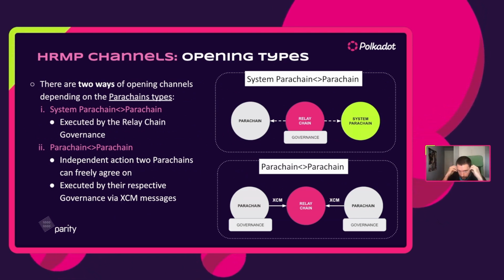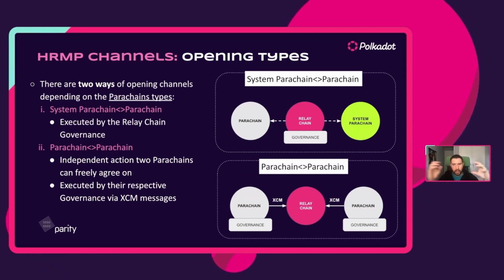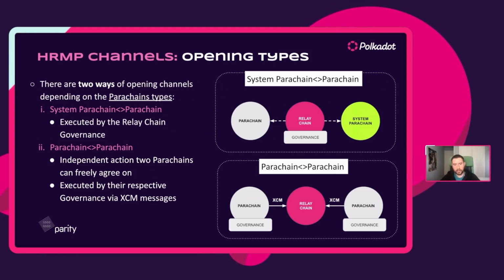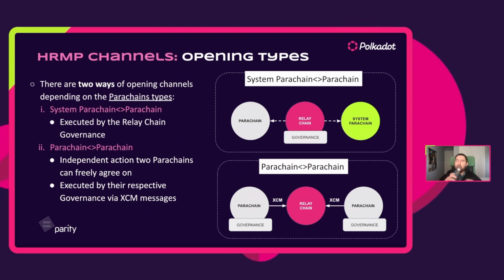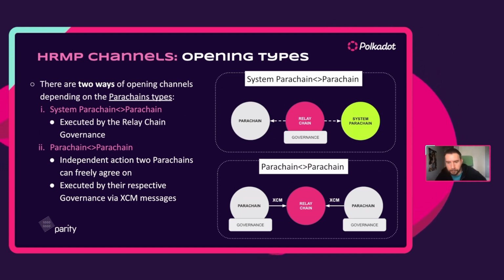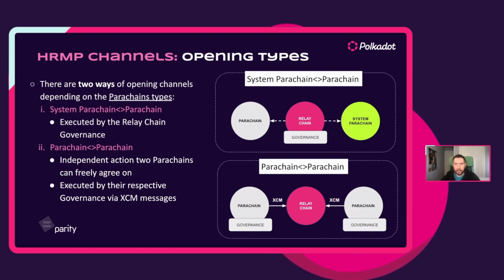However, if you have two parachains, they can open HRMP channels whenever they want, and they can agree on the characteristics of this HRMP channel. So in this case, the channel will be opened and initiated by each parachain through an XCM message to the relay chain.